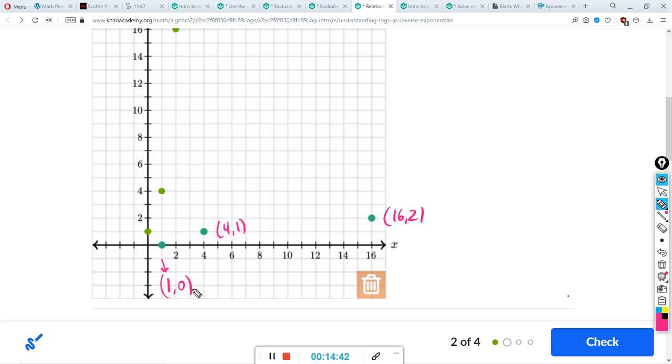Alright. Instead of 1, 0, this one is 0, 1. Instead of 4, 1, this is 1, 4. And instead of 16, 2, this is 2 comma 16. Okay, so it's pretty easy. It's just a little bit of work.